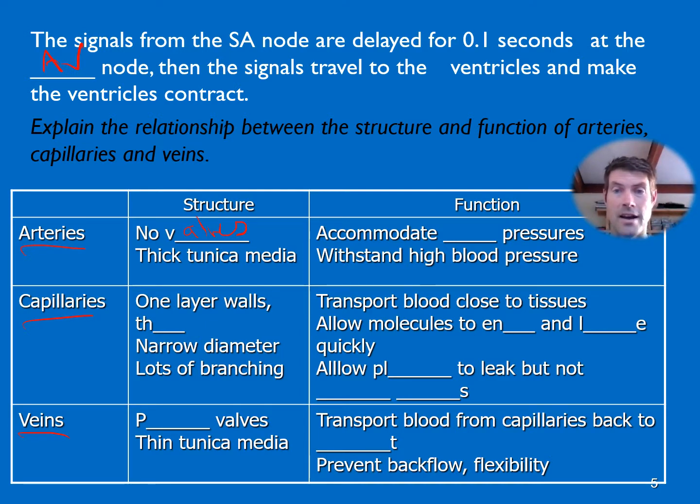It's not going to need a valve to adjust it, and can accommodate high pressure. There's also muscle in the arteries, the smooth muscle around it, and we'll see that in a second. And capillary walls: thin, narrow diameter, lots of branching. Some of them are one cell, like one blood cell thick, and allow molecules to enter and to leave.